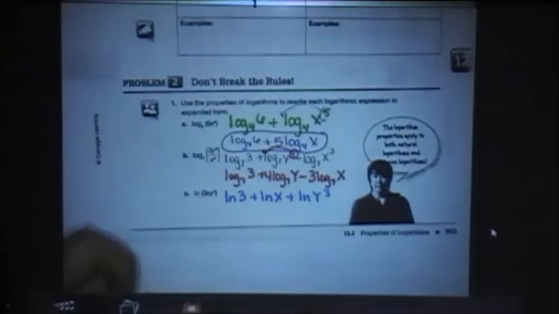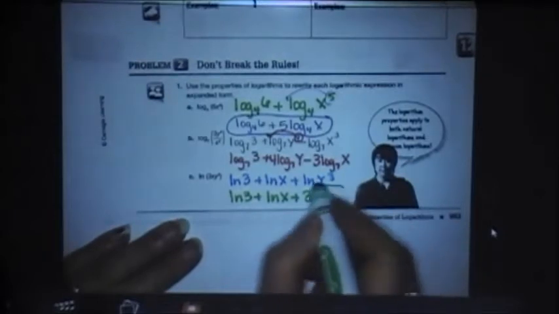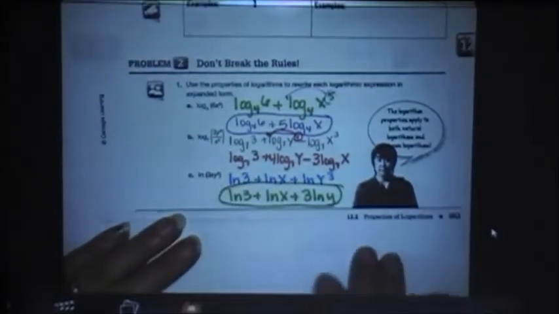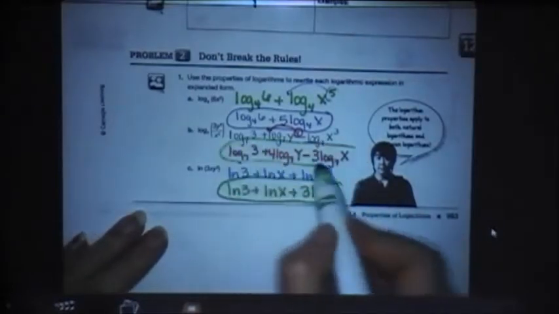I pick up that, and then I got to fix that 3. So natural log of 3 plus natural log of x plus 3 natural log y. You don't have to write any other. Nope, so that's it. Understood. This is the answer to that one.